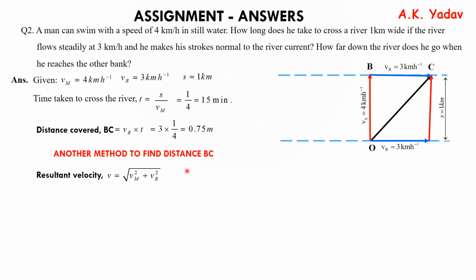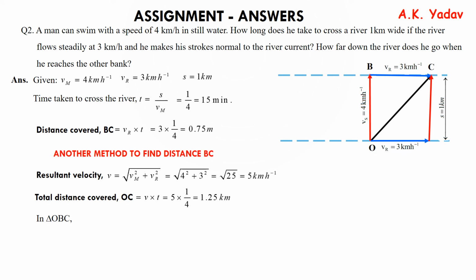Now what about the resultant velocity? V is equal to under root of Vm square plus Vr square, which gives 5 km per hour. Now what is the distance covered OC? It is V into T, that is 5 into 1 by 4, that is 1.25 kilometer. Now in triangle OBC, OC square is equal to OB square plus BC square. When we put the values, we get BC is equal to 0.75 kilometer, which is the answer.